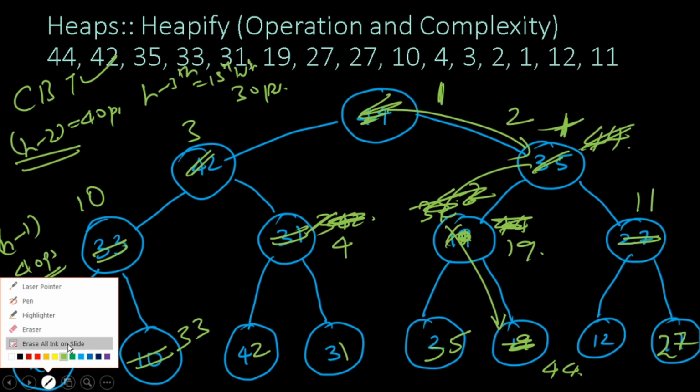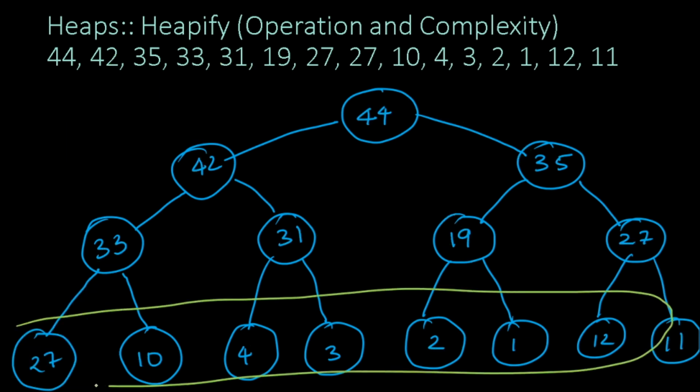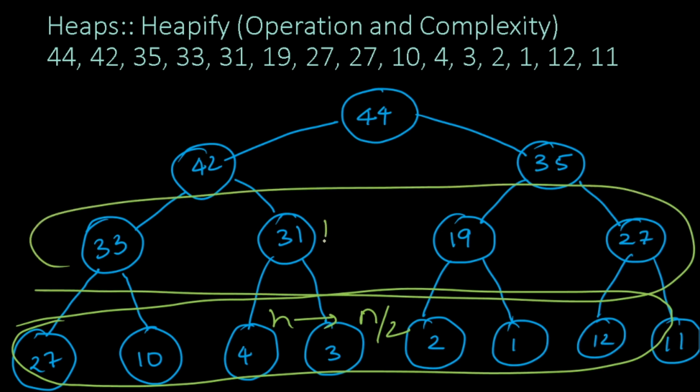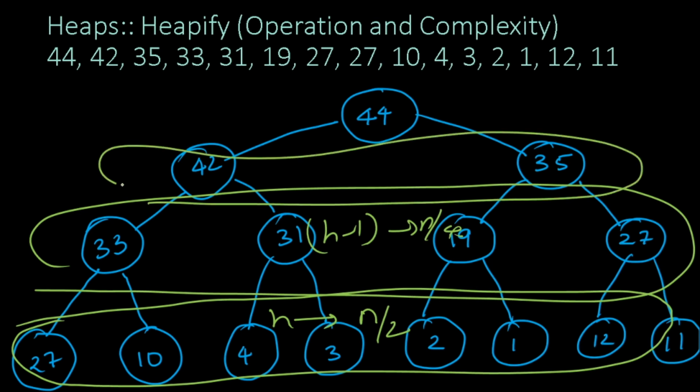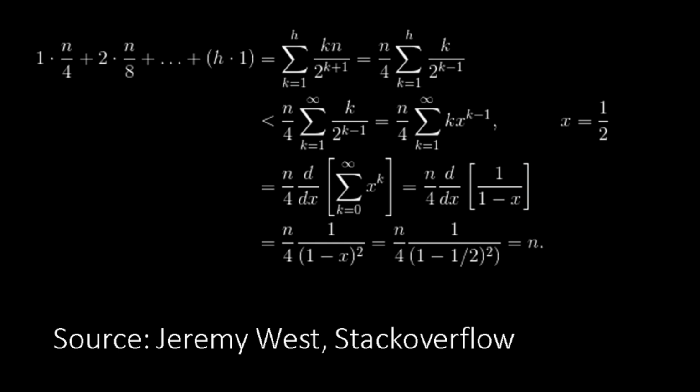So to reiterate, this last level has n by 2, 16 by 2, number of elements: 1, 2, 3, 4, 5, 6, 7, 8. So the hth level has n by 2 elements. The h minus 1th level has n by 4 elements. The h minus 2nd level has n by 8 elements, and so on and so forth. This one has n by 16 elements. So this is a property common to all heaps. With this, we'll be able to understand the complexity.